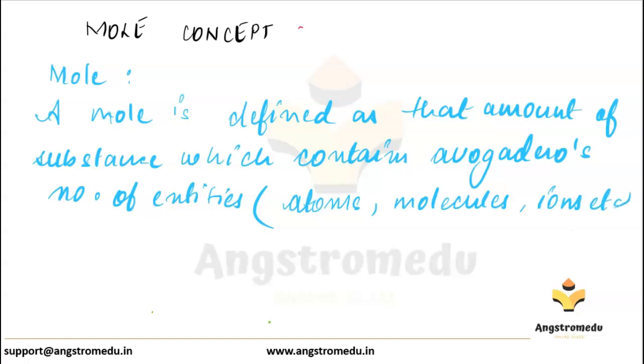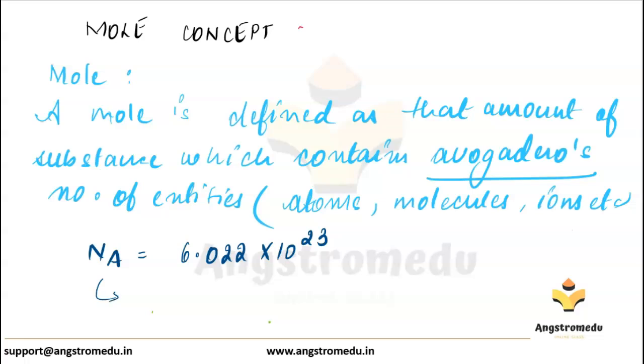So what is Avogadro's number? If we talk about Avogadro's number, it is represented by Na and its value is 6.022 into 10 raised to power 23. This is our Avogadro's number.